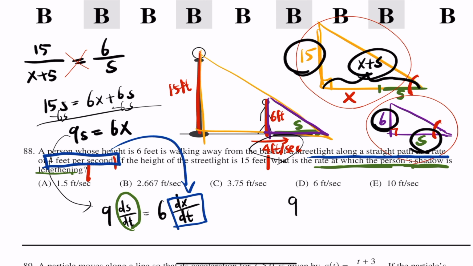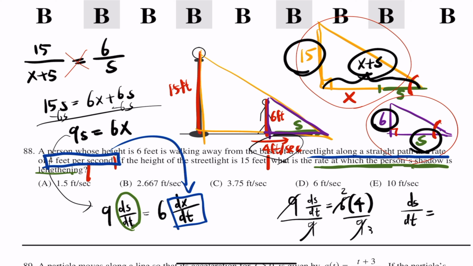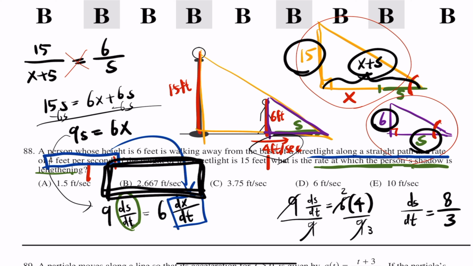So that'll be 9 ds over dt is equal to 6 times 4, right? So go ahead and divide by 9 on both sides. Therefore, ds over dt is equal to, cancel by the 3's, so that'll be 2 and then 3 here. So that'll be 8 over 3, which is 2.667. So that's why answer choice B would be the correct answer.